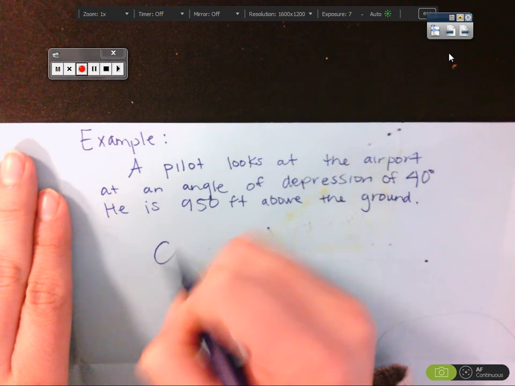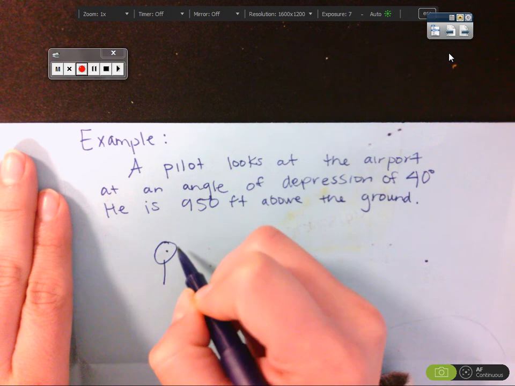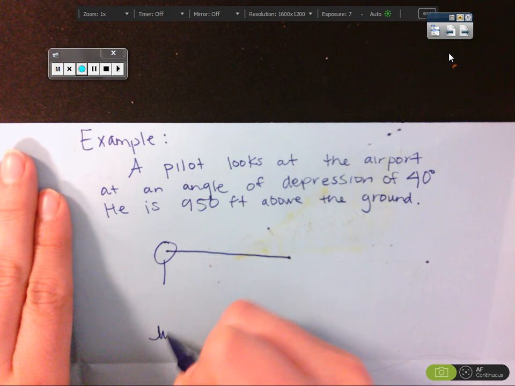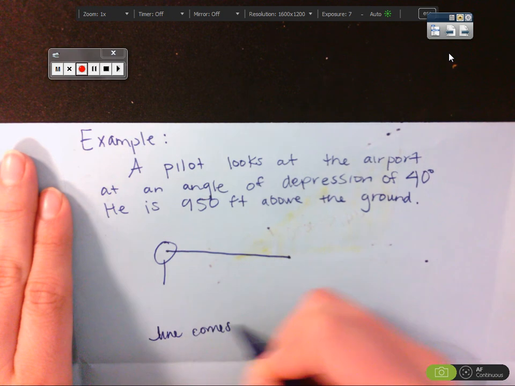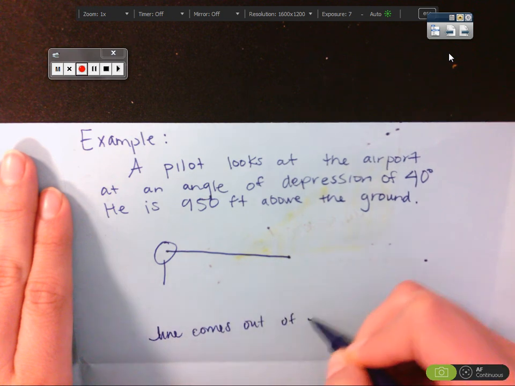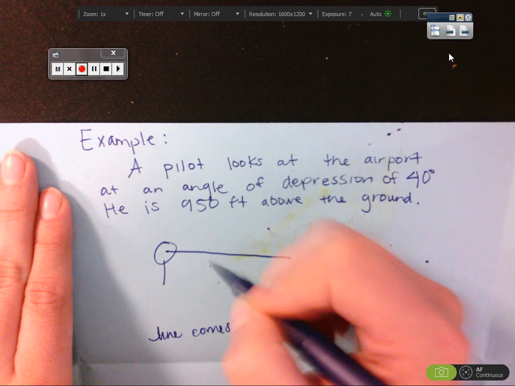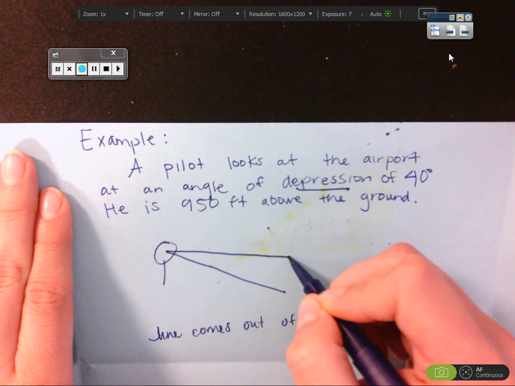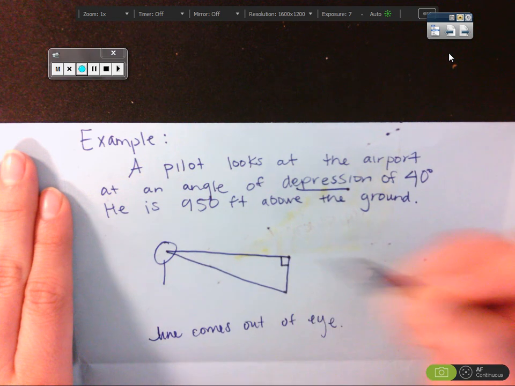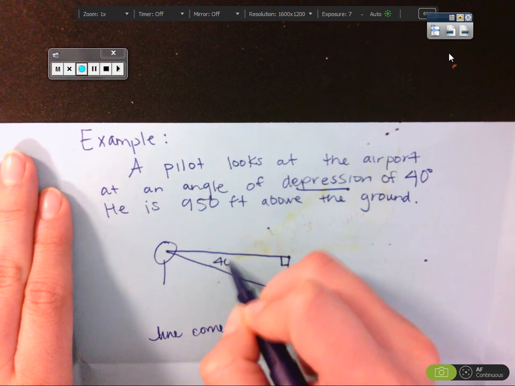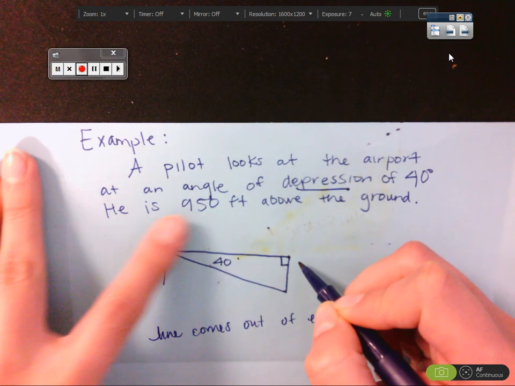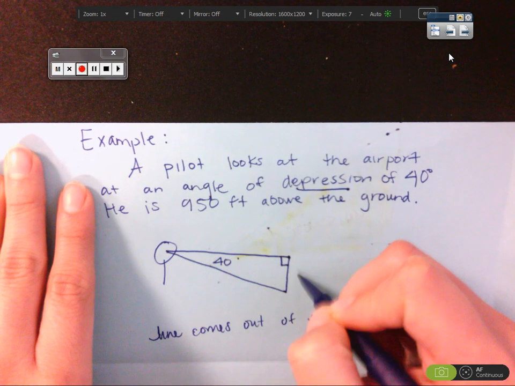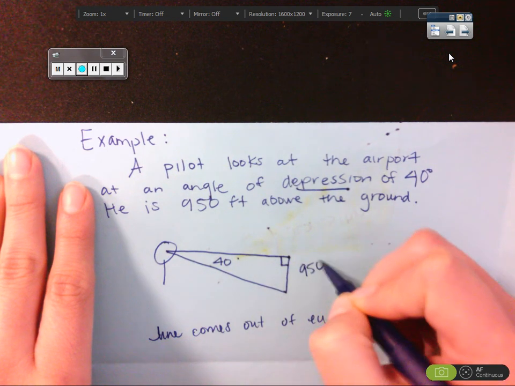So what I'm going to do first is head, body, eye, line. See how the line is coming out of the eye? Let me write that down. Line comes out of the eye. Okay, angle of depression. That means it's going to be below it, so it's going to be down here. I have to draw the right triangle. So I know this angle right here is 40 degrees. I know he's 950 feet above, so it would be this way, not this way. I'm talking about above. And so he's 950 feet.